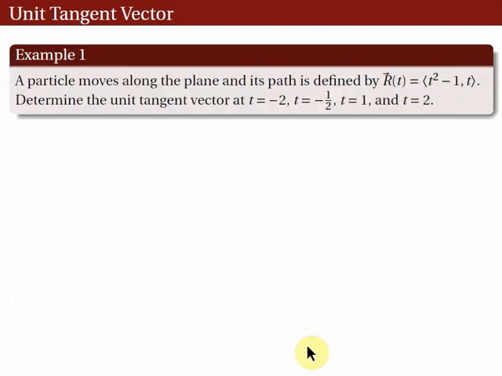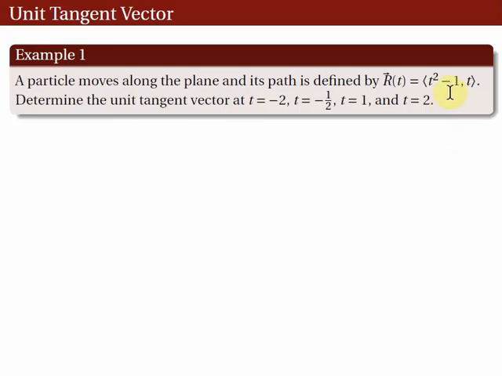Let's consider example 1. A particle moves along the plane and its path is defined by r of t equal to t squared minus 1, t. Determine the unit tangent vector at the following values of t. t equals minus 2, t equals minus 1/2, t equals 1, and t equals 2.